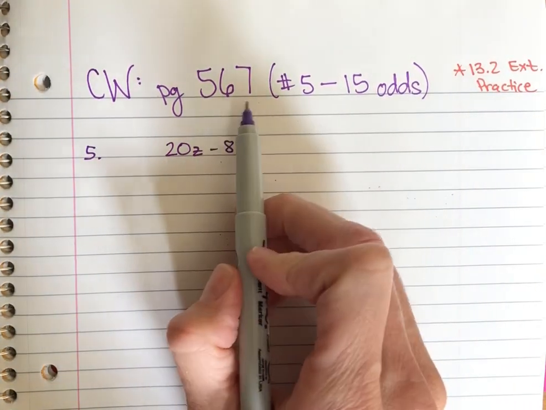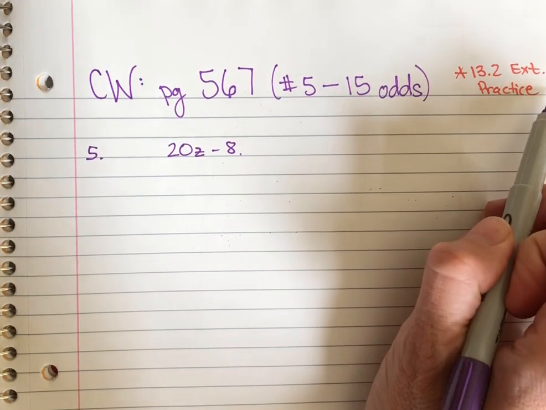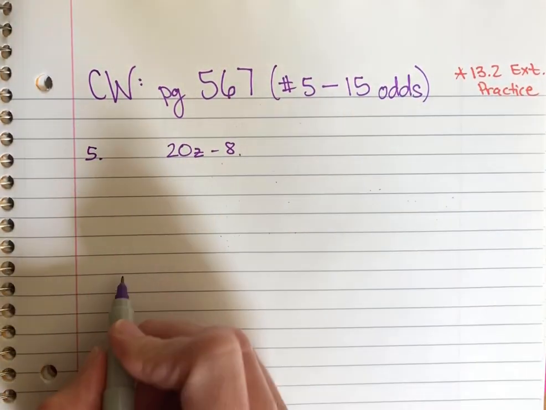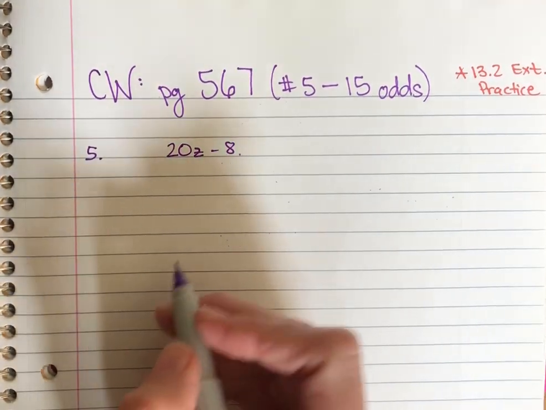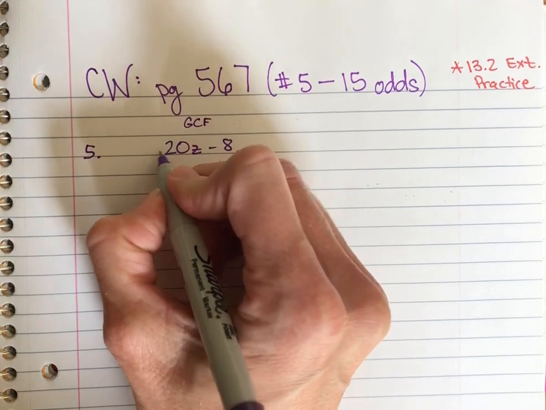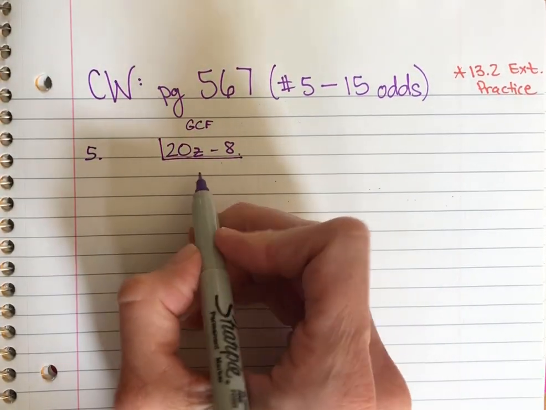Okay, let's take a look at page 567, 5 to 15 odds. This is practice for the 13.2 extension. And the directions for number 5 ask us to factor the expression using the greatest common factor. At this point in the year, we should already know how to calculate the greatest common factor.